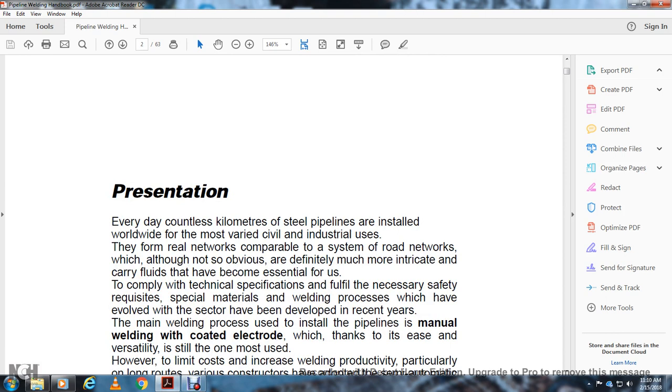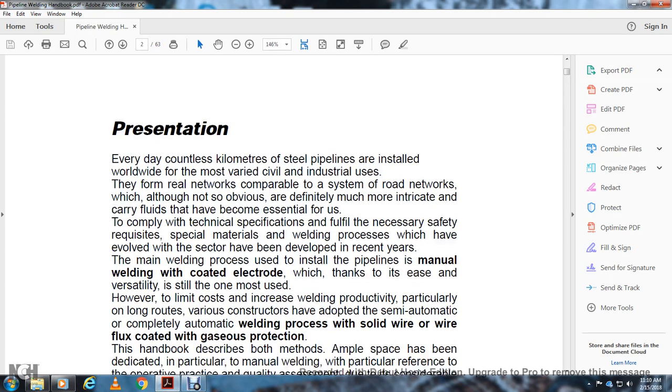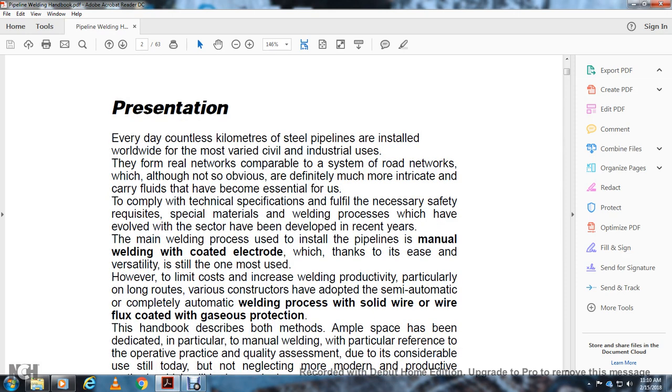Presentation. Countless kilometers of steel pipelines are installed worldwide for the most varied uses, whether civil or industrial, with a real network comparable to the system of road networks, although not so obvious. Definitely much more intricate, with fluids that become essential for use, complying with the technical specifications and the necessary safety requirements. The welding processes have evolved with the sector and have been developed in recent years. The main welding process used to install pipelines is manual welding with a coated electrode, which thanks to its ease and versatility is still one of the most used.